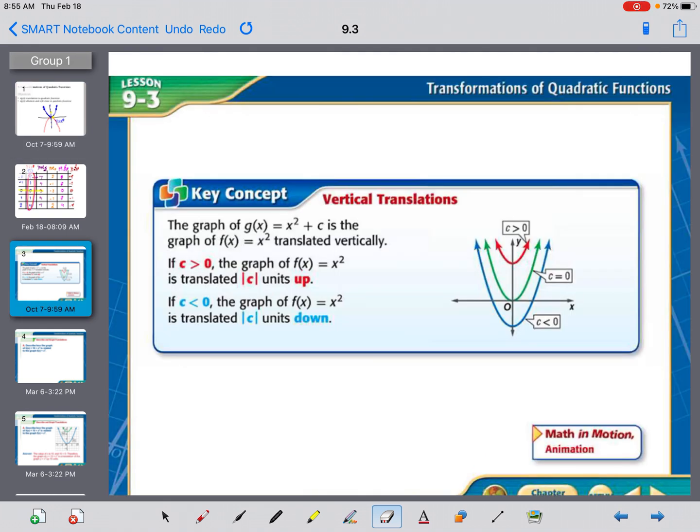Now, I did that to kind of lead us to this. So we're talking about vertical translations. So you can see the standard green graph here, or it can be moved up, or it can be moved down. And they're talking about when C is greater than 0, or when C is less than 0. But it should make sense to you that if you're here and you add numbers, you go up. If you're here and you subtract numbers, you go down. That's what that positive negative stuff is all about.